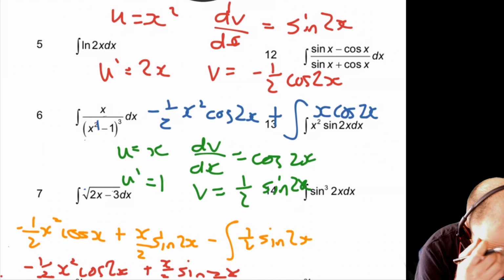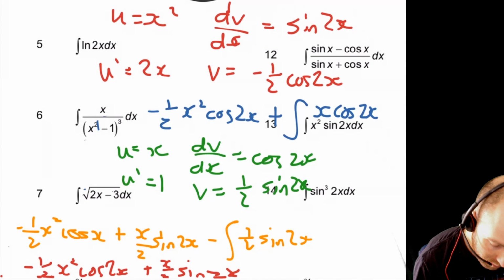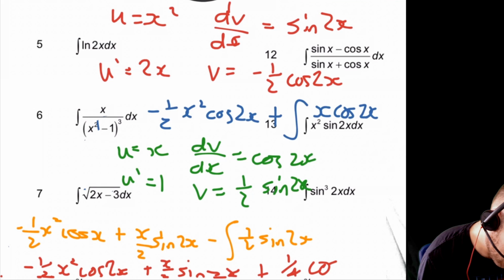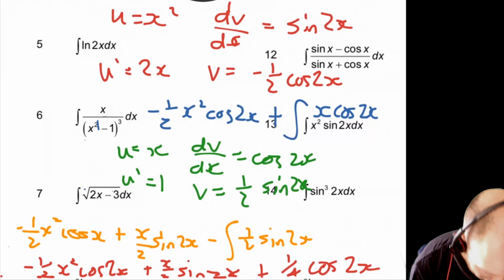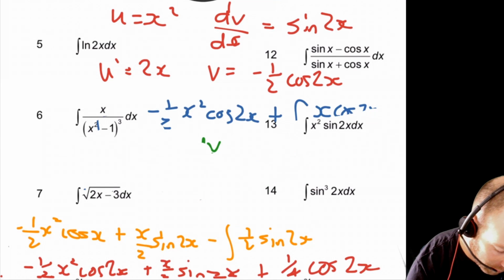Minus sine 2x will integrate to give us positive cos 2x, so we're going to get a quarter cos 2x. So that's your answer at the bottom there. Right, last one is sine cubed 2x.